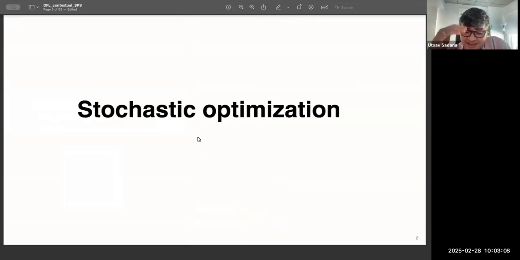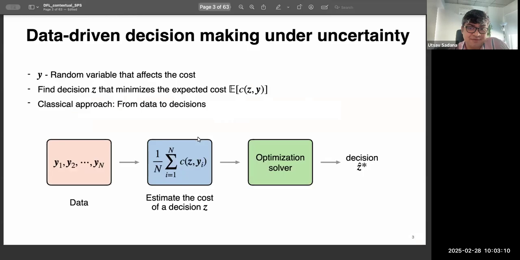So let's begin. Let's start with a stochastic optimization problem. You have a random variable y that affects the cost. What you want to do is find a decision that minimizes this expected cost. If you knew the true distribution of y, you would minimize this expected cost over your decisions, and you will find the optimal decision.